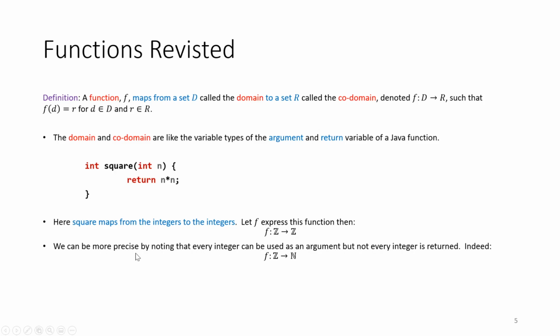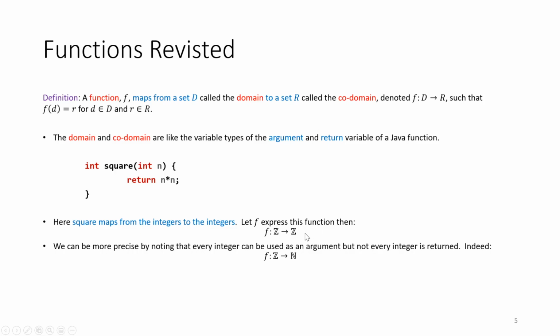And I've just got a little note here that we can be slightly more precise: in squaring, the output's always positive. In Java, we don't distinguish between ints and natural numbers, but in math we do. So we could write this slightly differently and say that this function actually maps from the integers to the natural numbers. You could take any integer, but it only gives you natural numbers back out.